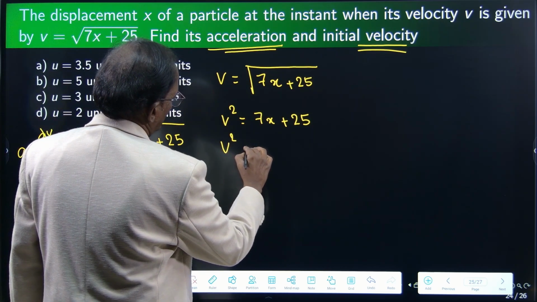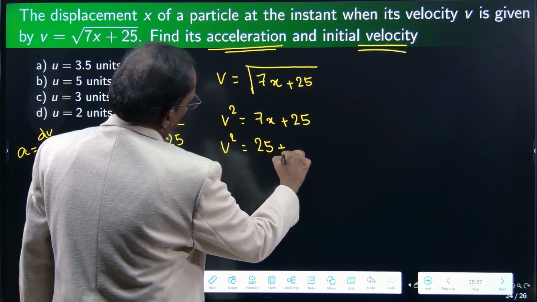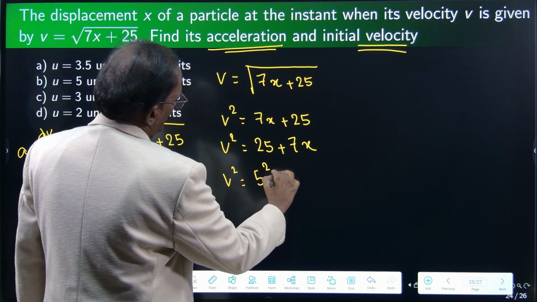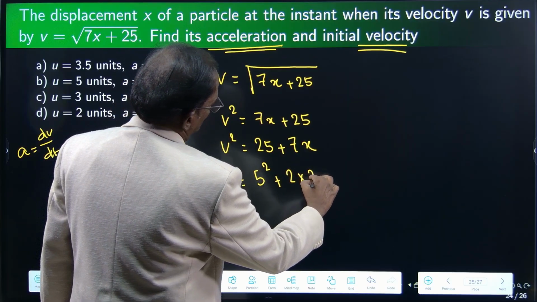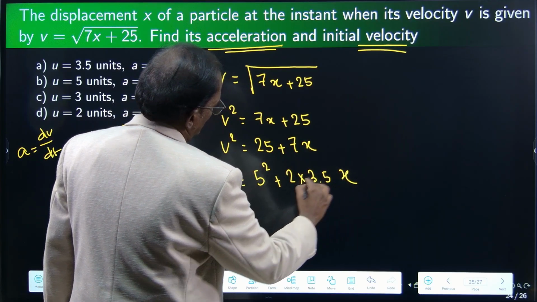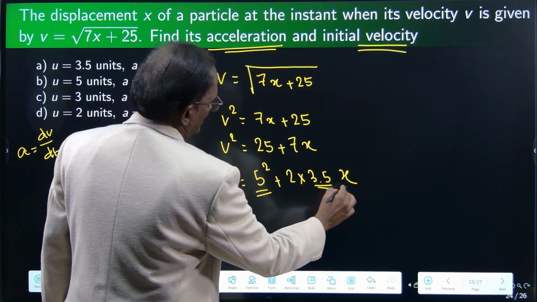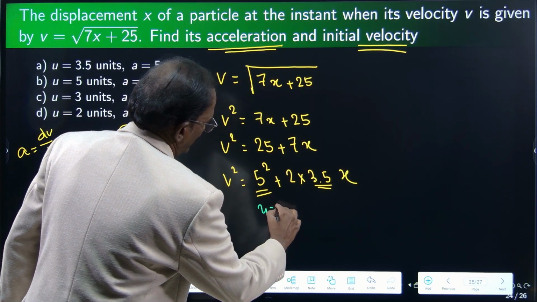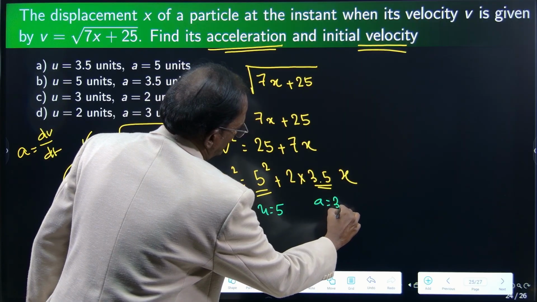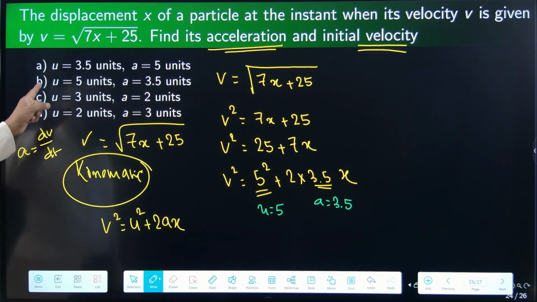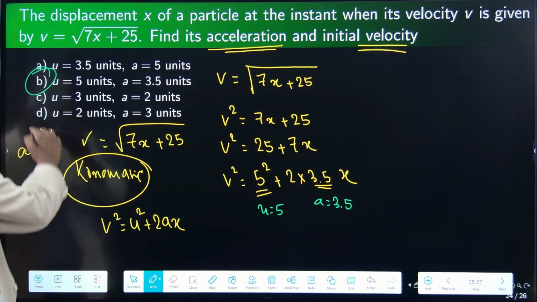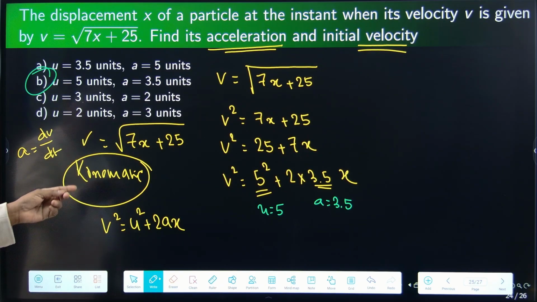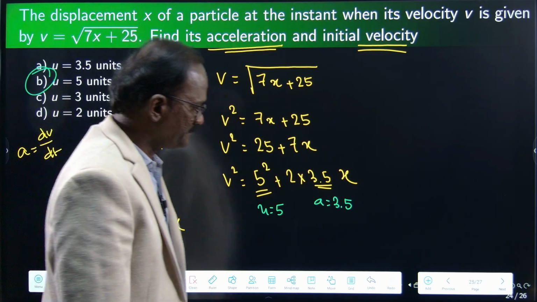We will rearrange it. 25 plus 7x, that is V square is equal to 5 square plus 2 into 3.5x. So U is equal to 5, A is equal to 3.5. Option B, right? So we are comparing this equation by writing the kinematic equation, very simple.